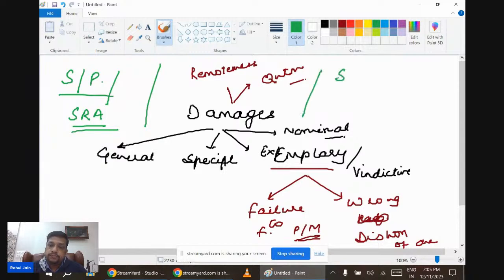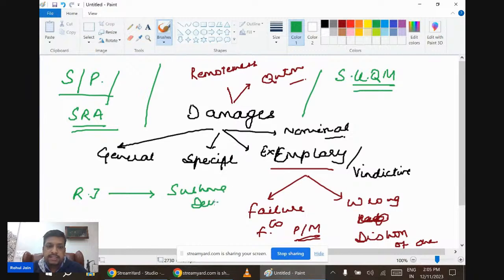Number two, suit of quantum meruit. See, the general rule is the entire money will be paid only upon the fulfilling of the entire contract. For example, Rahul Jain sir booked a fully furnished flat with Sushma developers, a 1 crore rupees flat. They are saying, sir, 80% work of the flat is done. We are giving you the possession. Remaining 20% we cannot do due to certain reasons.